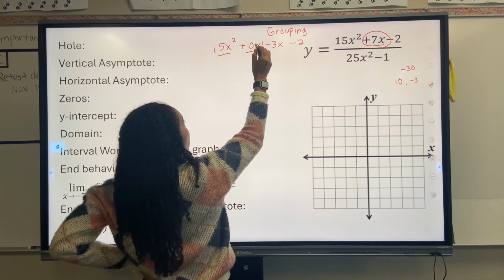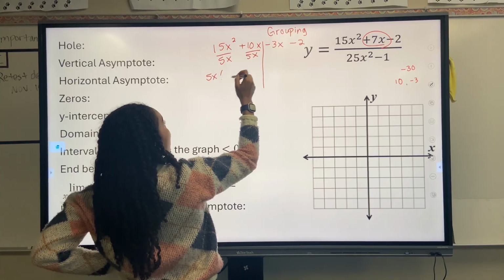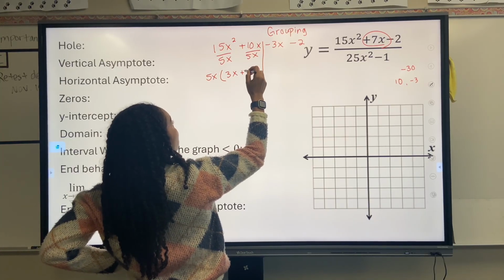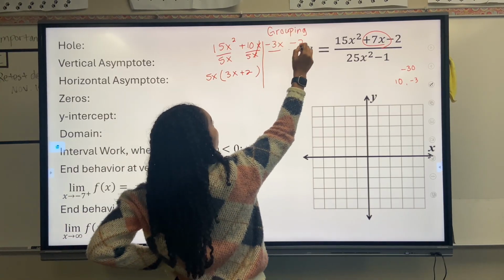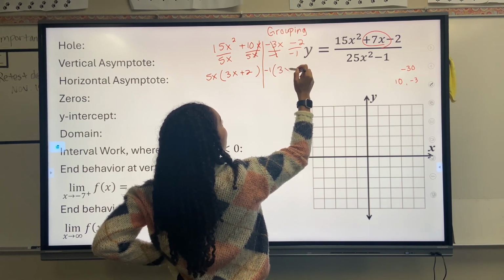So now I'm going to divide this side by 5x. So 5x is on the outside. I'm left with 3x plus 2. Here I'm going to divide by negative 1. And I'm left with 3x plus 2.